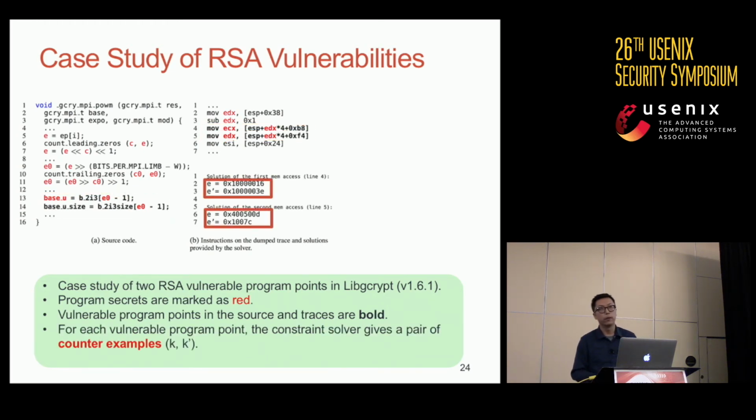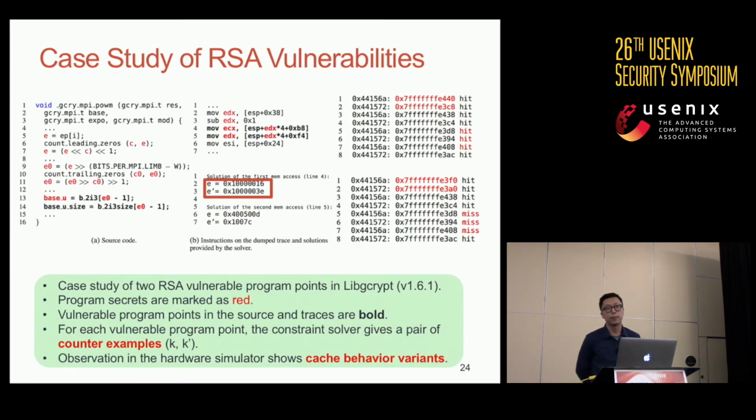As I mentioned before, for each vulnerable point, the constraint solver gives us a pair of solutions, the key and key prime. We also observe the cache behavior difference in the hardware simulator for both cases. This example shows the hardware simulation results for the first case, where we instrument the program with the E and E prime I highlight here.